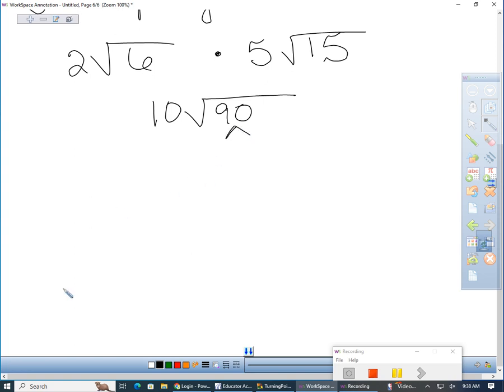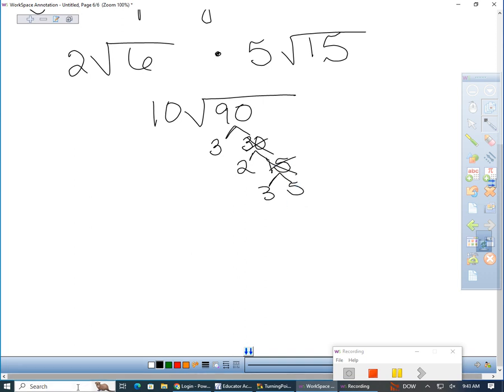90 can break down into what? 30. You want to go 30 and 3? Okay, 3 and 30. 30 can break down into 2 and 15, I heard. So let's go 2 and 15. I'm going to cross out my 30. 15 can break down into 3 and 5. All right.